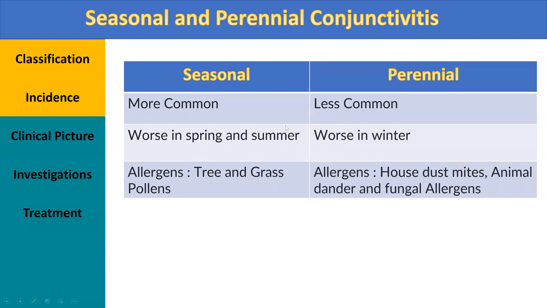Also, they differ in the type of allergens. In seasonal, which is more common in spring and summer, the allergens are trees and grass pollens. On the other hand, the allergens more commonly causing perennial conjunctivitis are house dust mites, animal dander, and fungal allergens. So this is just a difference in the etiological or risk factor and the season. But in the clinical picture, both are the same.